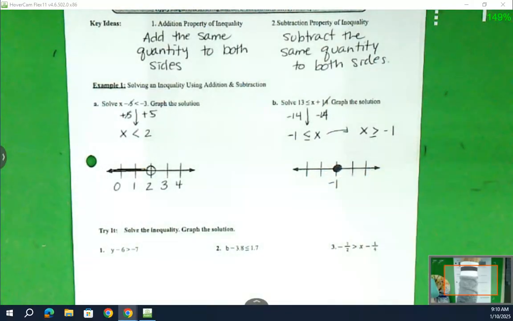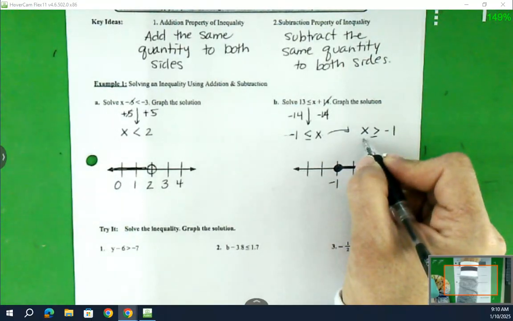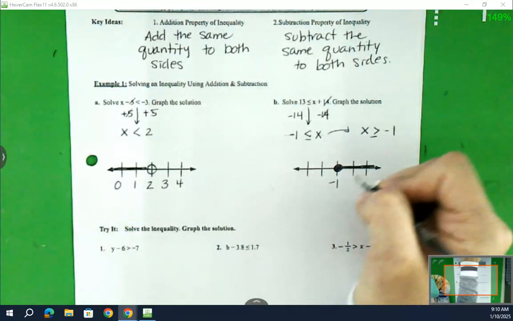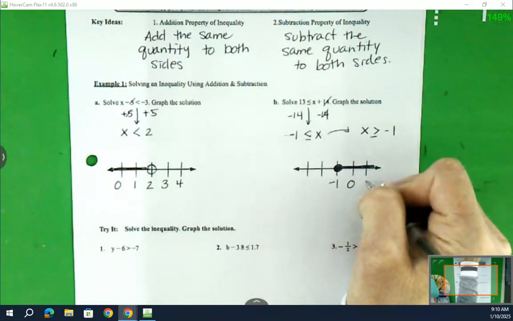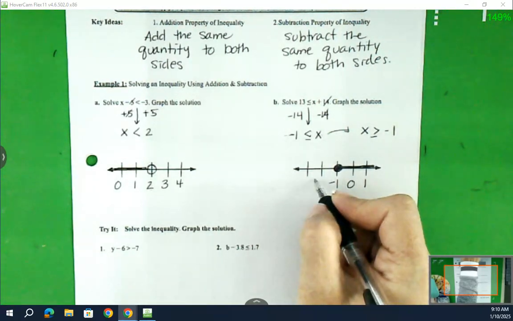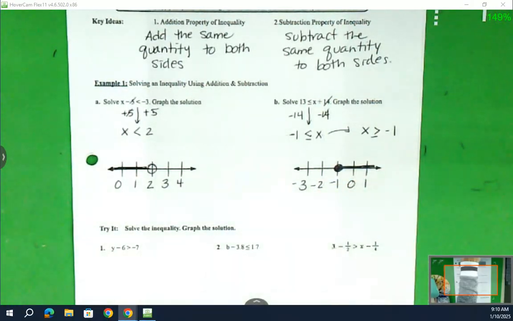Because we have an equal sign, we're going to shade it in. And following our arrow once x is in front, and then adding 1 going to the right, negative 1 plus 1 is 0, plus 1 is 1. Subtracting a negative 1 going in the negative direction would be negative 2, negative 3. Okay, you can pause this video and try the next 3 problems and then turn it back on to check with me.